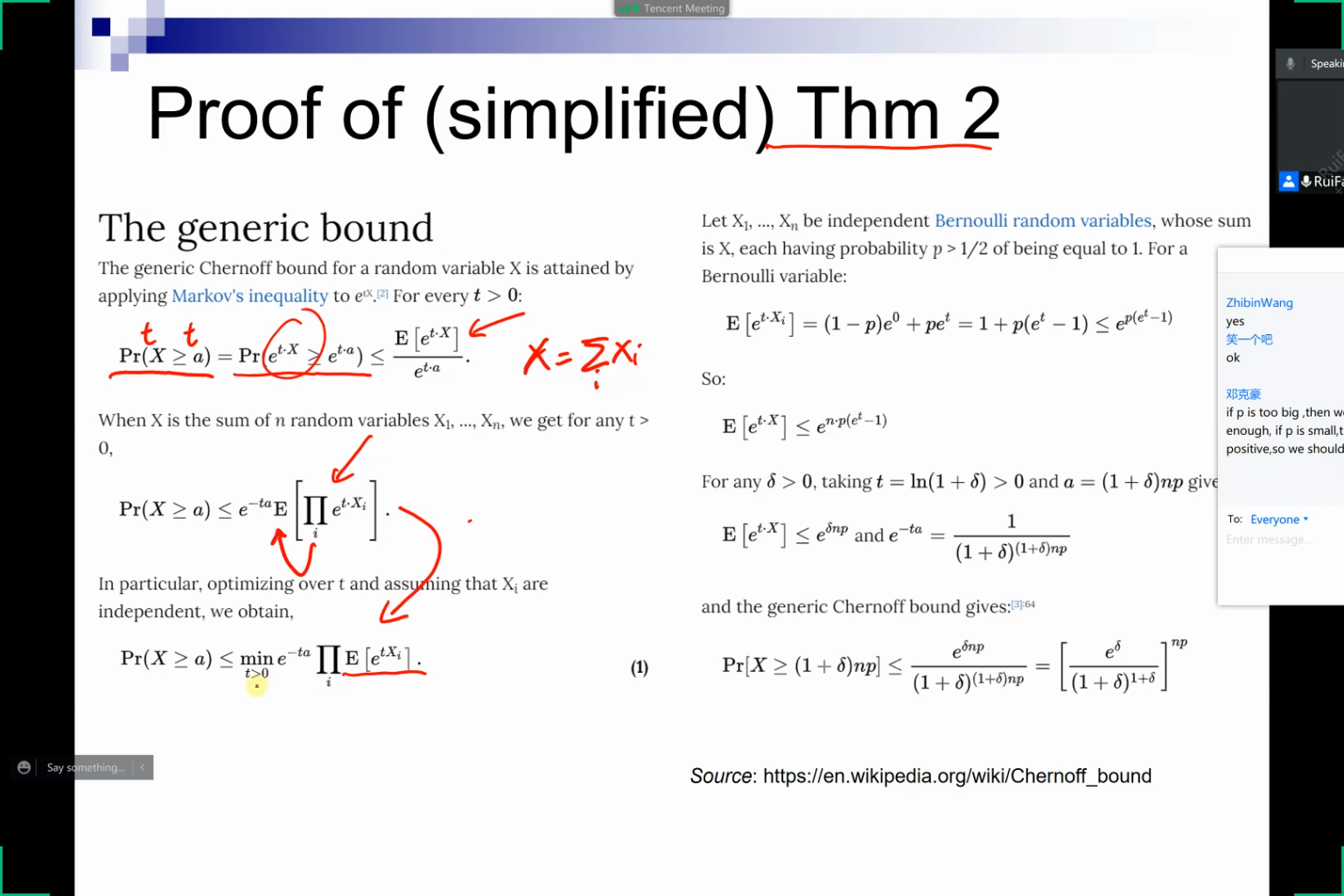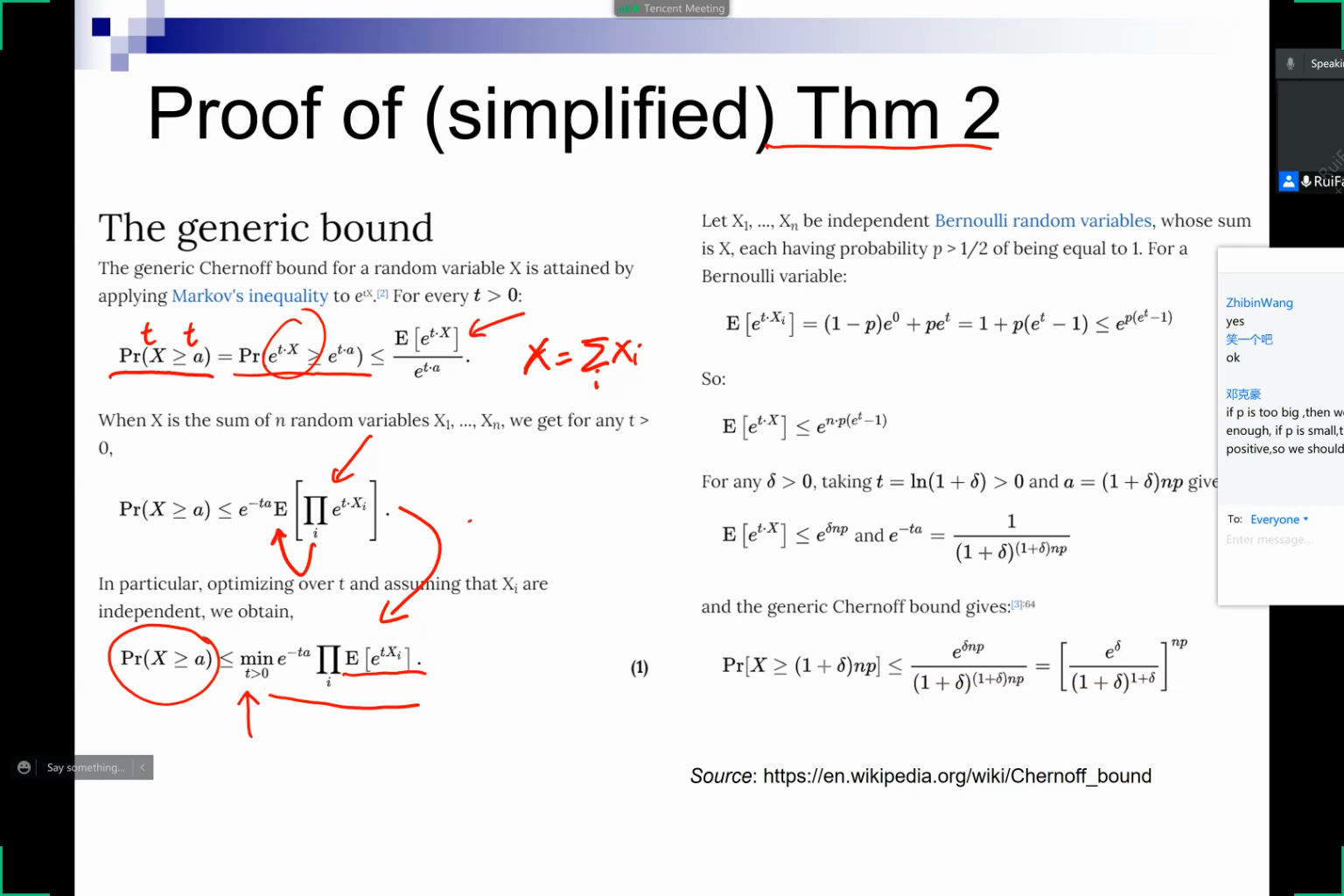Furthermore, we previously chose t to be any positive value. So you can choose t to be any positive value, and this inequality holds. And so we can choose t to minimize this expression. You can optimize for t, choosing some t which minimizes the right-hand expression, because in the end, you want this probability to be small. Later on, we're going to see which t actually minimizes the right-hand side.